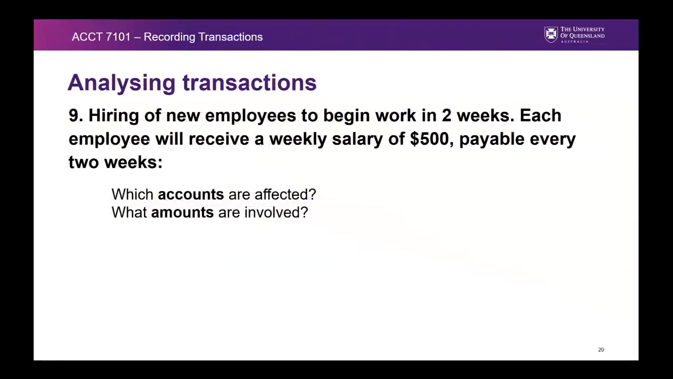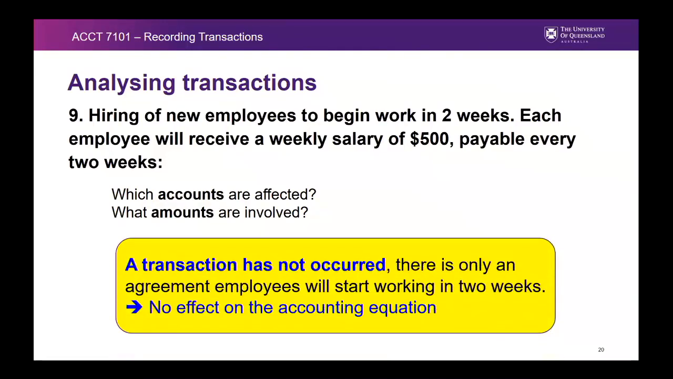And we're hiring new employees to begin work in 2 weeks, and the employees will receive a salary of $500. So they're paid $500 every 2 weeks. So here, there's no transaction because it involves a future event. We've got our employees arriving at a future point in time, and until they start work, we won't recognise a wages or salary expense because we don't owe them any money until they turn up and start working. So there's no accounting for that in this case, a future event.